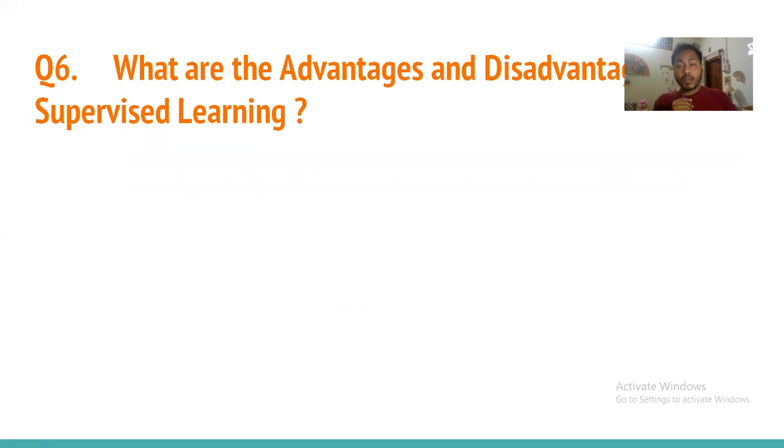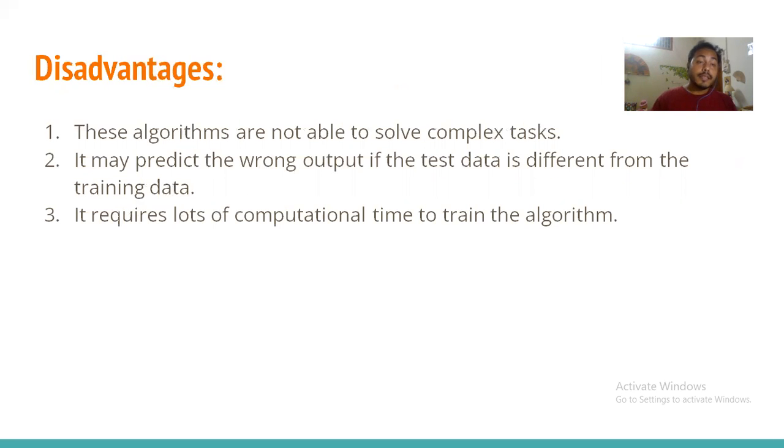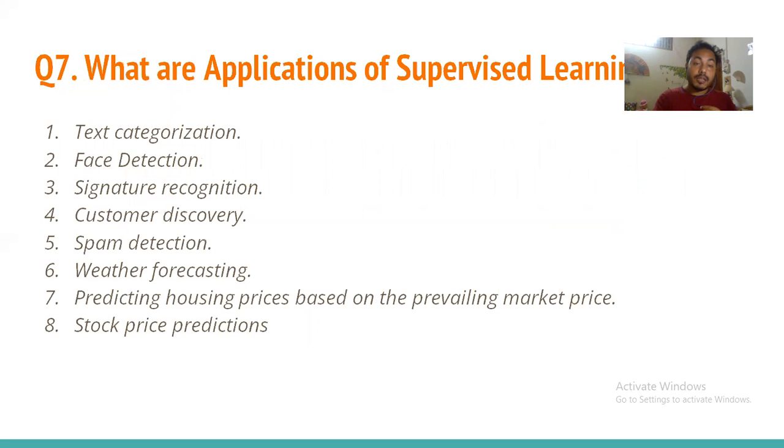Okay. Now, the next question is, what are the advantages and disadvantages of supervised learning? Advantages: these algorithms work with the labeled data set, so we can have an exact idea about the classes of objects, right? These algorithms are helpful in predicting the output on the basis of prior experience. This is the advantage, so obviously accuracy goes higher. Disadvantages: these algorithms are not able to solve complex tasks. Also, they may predict the wrong output if the test data is different from the training data. If you provide test data that is mostly different from the training data, then you may get some wrong output. It also requires lots of computational time to train the algorithms. These are the disadvantages.